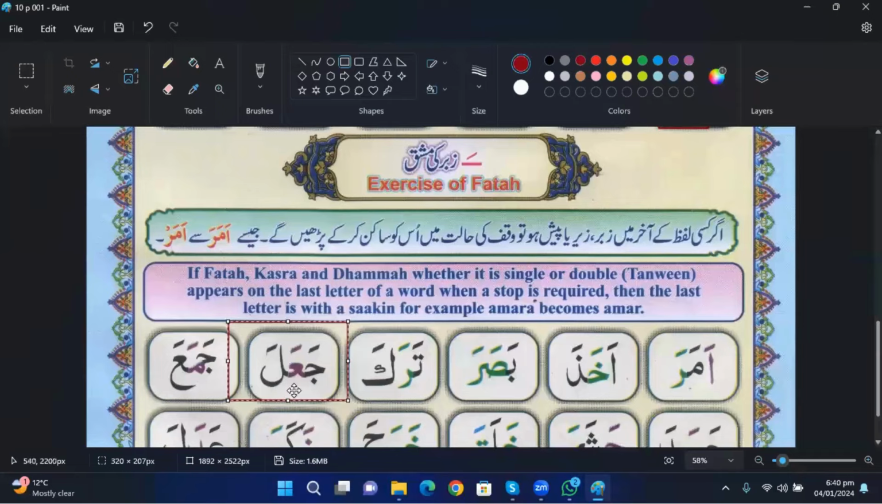Where you will see that double fatha, double kasra, or double dhamma are in red color, you need to make your sound deep nasal. That's called ghunna as well. For example, ba, double fatha, bang. So this alif is not readable. Explain to your students why it's not readable.